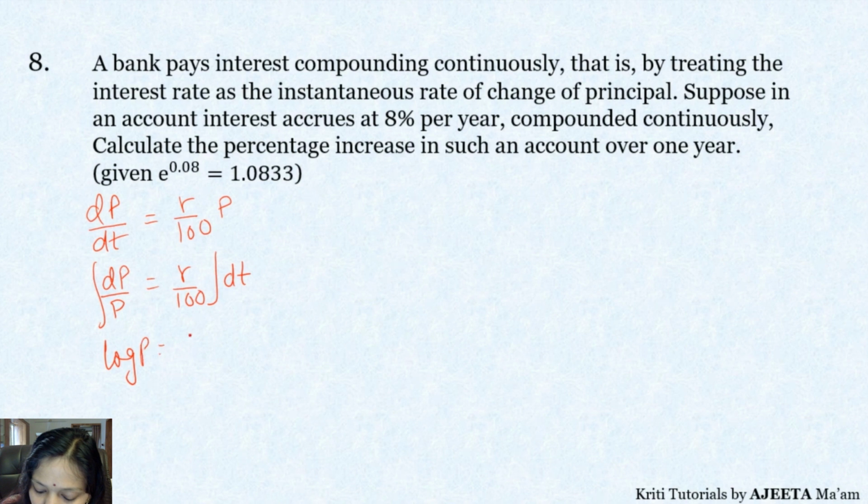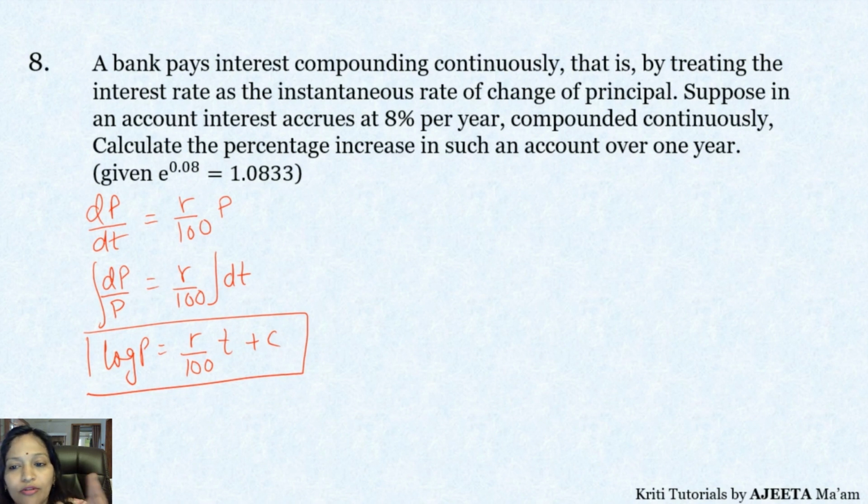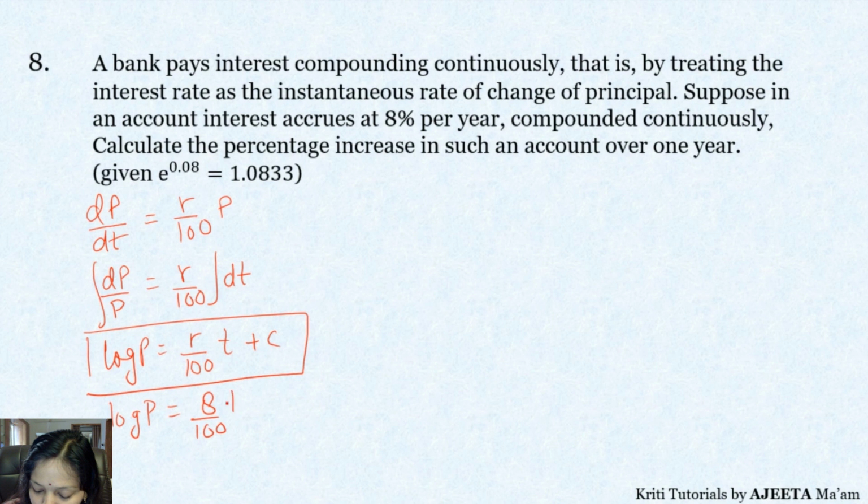So log P will be R by 100 t plus c. This is your log P equals R by 100 t plus c, right? Now let's use it. Now suppose in an account interest occurs at 8%. What have they given you? R is 8%. So we do the whole calculation with this. Our R is 8%.